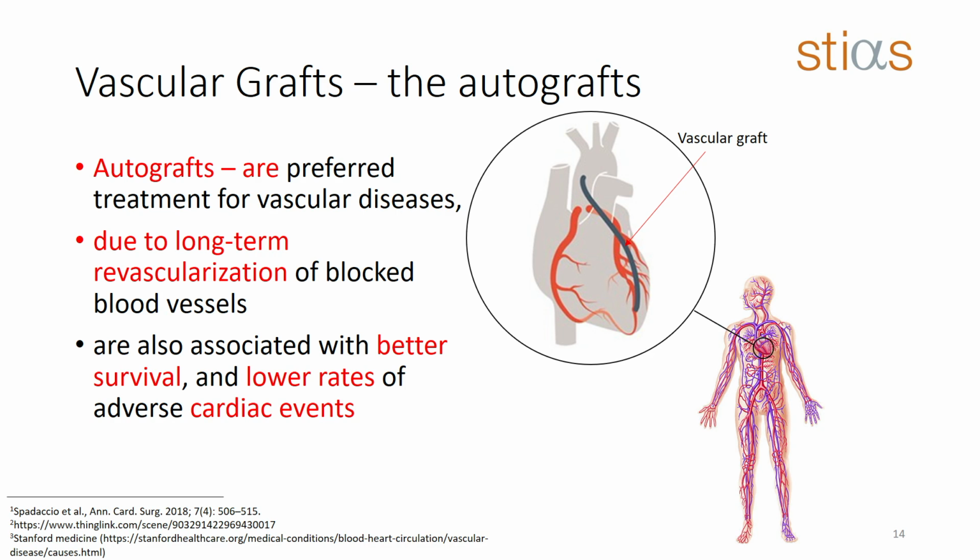Now, autografts are the gold standard method of treating these diseases. Why? Because being biological grafts, they will easily fit into the patient and the system and the organs. You don't have to introduce anything foreign to them. So they have been preferred mostly for their long-term revascularization of the blocked vessels. And further, scholars have also agreed that they assure better survival rates after implantation. And in the long term, you have lower rates of adverse cardiac events, the recurrence of cardiovascular events, for example. So this has made them the most preferred way of treating vascular diseases.